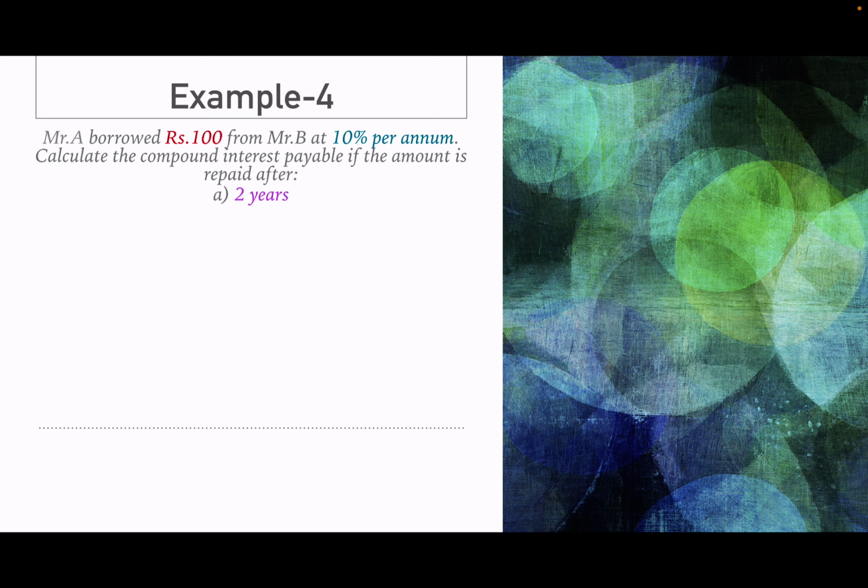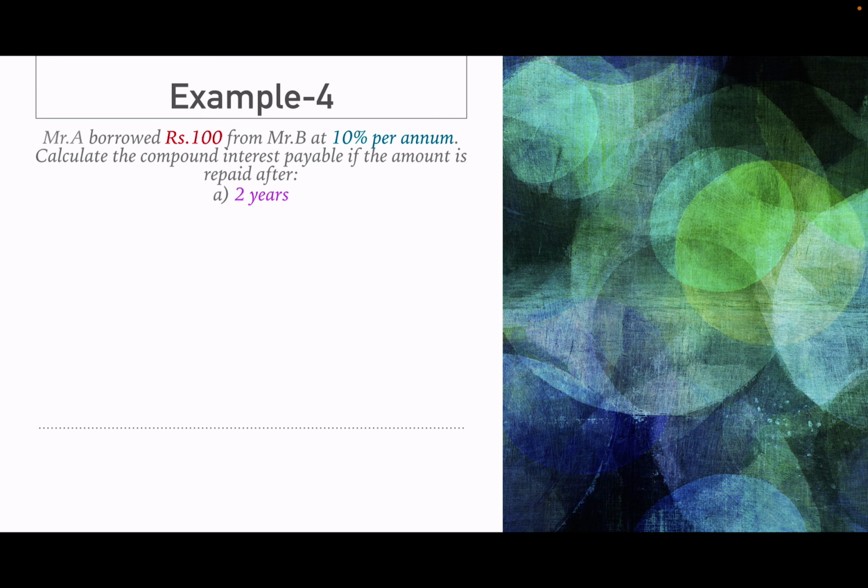Mr. A borrowed 100 rupees from Mr. B at 10% per annum. All the facts remain the same, except calculate the compound interest payable if the amount is repaid after 2 years. So I have to calculate the compound interest. So what was the amount of simple interest we paid in the first example? It was 20 rupees, right? Here, they have asked us to calculate the compound interest if the amount is repaid after 2 years. The time is same, except the compound interest, the interest amount will differ in this example.